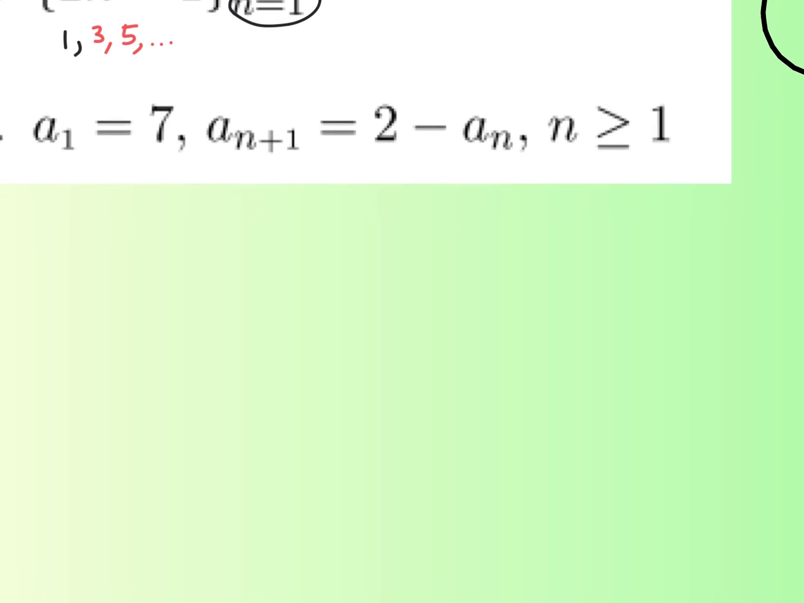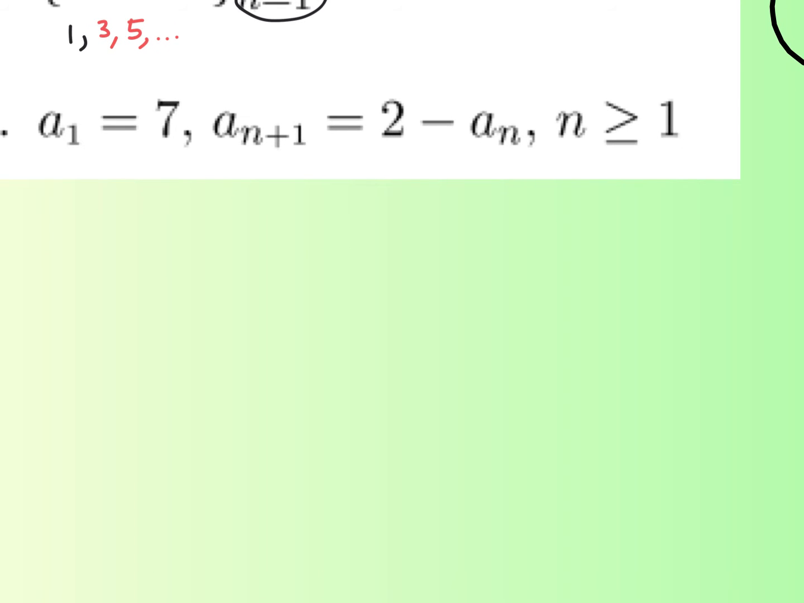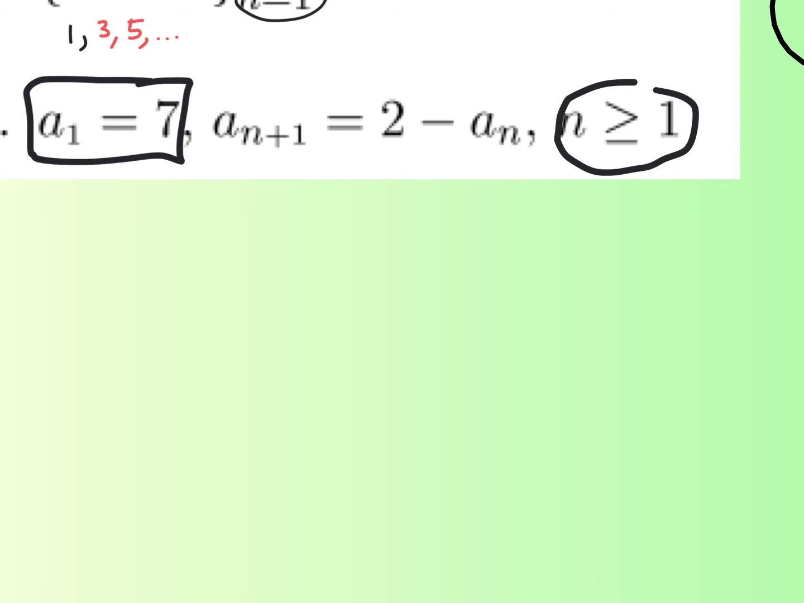And this is another way to write a sequence. A sub 1 is 7. A sub n plus 1 equals 2 minus a sub n, where n is greater than or equal to 1. That looks a little bit like that thing you did in higher algebra, recursive. They're saying the first term is 7. Now stick in, obviously, n is greater than or equal to 1, so stick in 1 and see what you get.